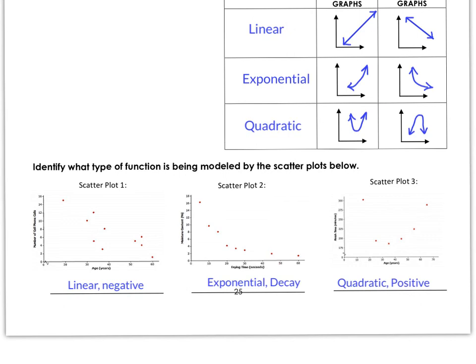Okay, so hopefully this helps you to recall all the information about functions that you've learned and know how to look at scatter plots.